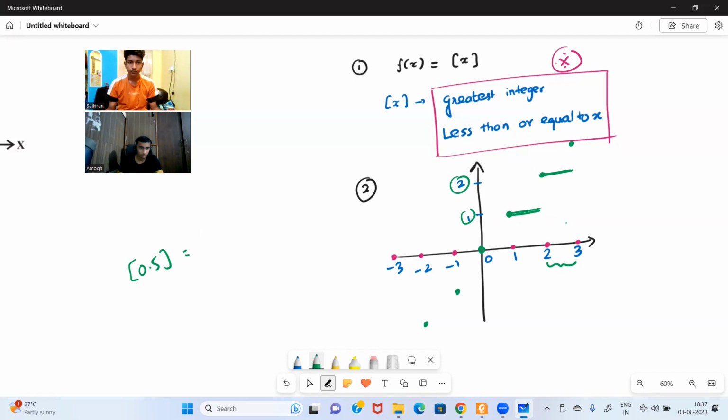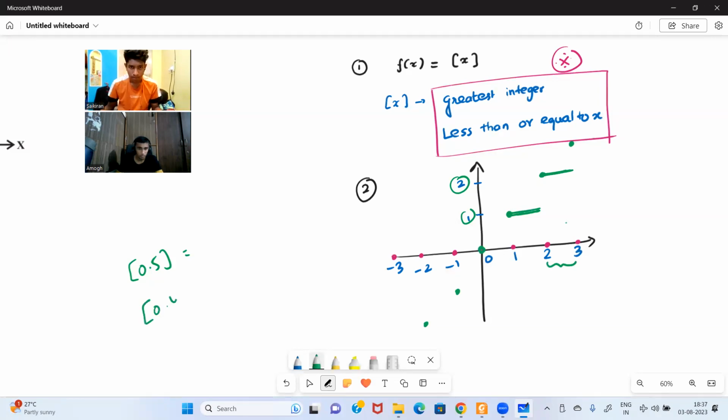So now 0.5. What are all the integers less than or equal to 0.5? Minus infinity to 0. You should not say minus infinity to 0 because not all those values are included, only the integers. You can say all integers between minus infinity and 0. Correct? Yes, sir. So among them, which is the greatest? 0, obviously. Therefore, the answer is 0.